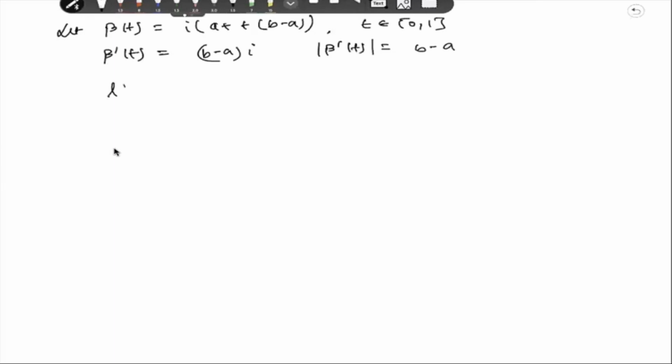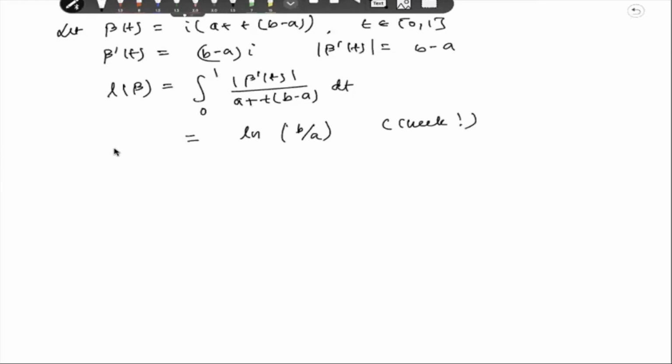Now if I compute the length of beta, this will be the integral from 0 to 1 of the modulus of beta prime(t) divided by the imaginary part of a plus t(b minus a), dt. So this will be equal to log of b by a. This you can check.